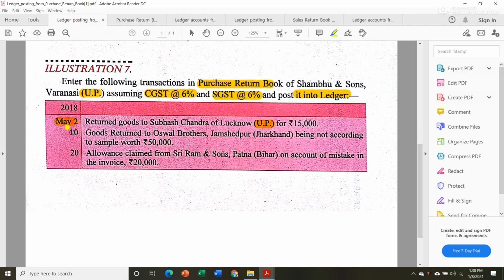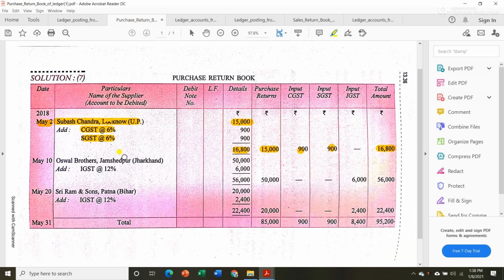Now the next transaction took place on May 10. Goods returned to Oswal Brothers, Jamshedpur, Jharkhand, being not according to sample, and the value of those returned goods is 50,000. Now this supplier is in Jharkhand, so we will write Oswal Brothers, Jamshedpur, Jharkhand. Goods was rupees 50,000, and since it is in another state we have to provide IGST at 12%, and 12% of 50,000 is 6,000. So in purchase returns column we have 50,000, and in input IGST we have 6,000.